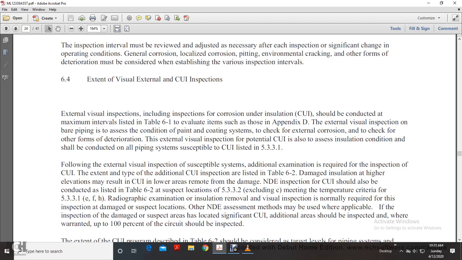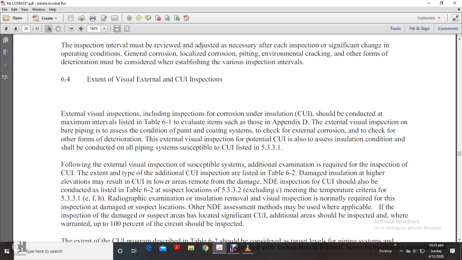External visual inspection includes inspection for corrosion under insulation, conducted at the maximum interval listed in Table 6.1, to evaluate items such as those proposed in Appendix B and D. External visual inspection of the bare piping assesses the condition of the paint and coating system, and checks for corrosion and other forms of deterioration. External visual inspection for potential corrosion under insulation.